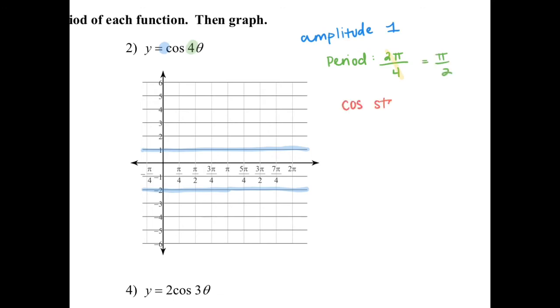So for cosine, we're going to start at 0, 1. Okay? Then I know that it's going to complete the curve at pi over 2. So at pi over 2, I'm also going to do a point at that blue line, okay? Then I know in the middle, I'm actually going to hit the blue line below. So cosine's a little bit different.